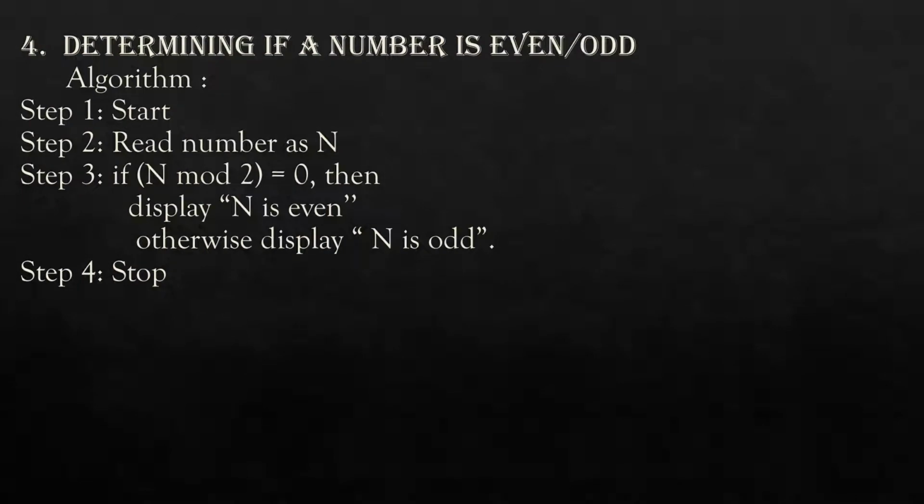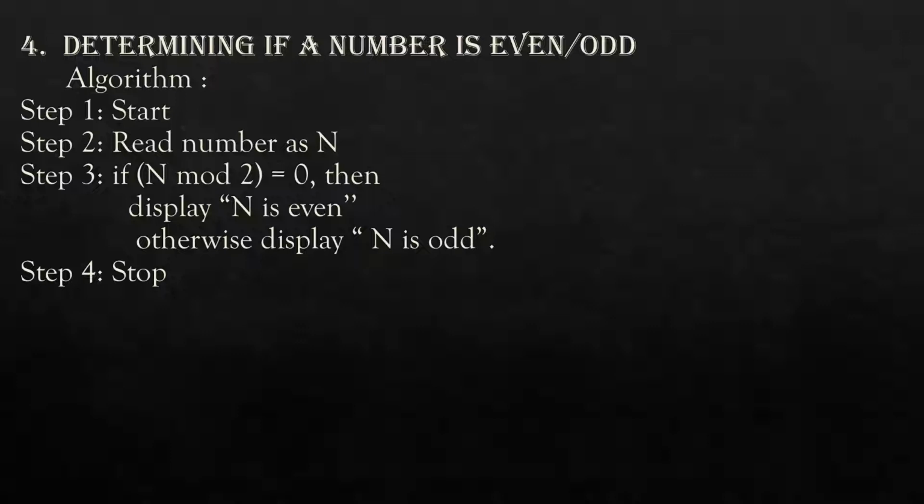So fourth, determining if a number is even or odd. So basically what is an even number? Even numbers are those numbers that can be divided into two equal parts, whereas odd numbers are those numbers that cannot be divided into two equal parts. So let's write an algorithm based on it.